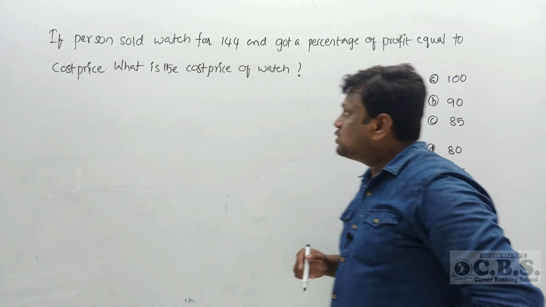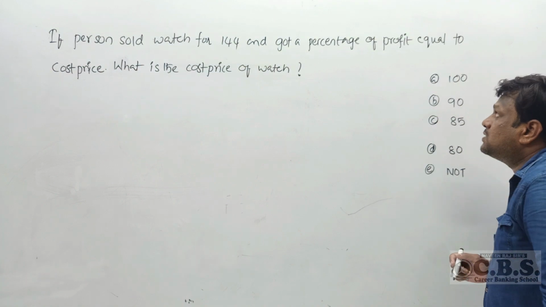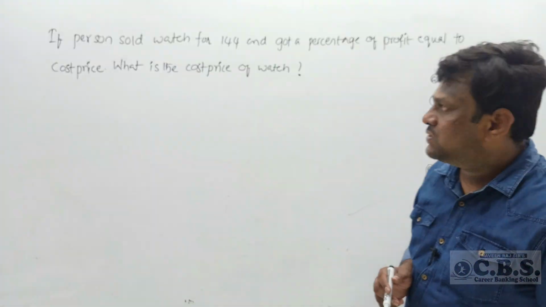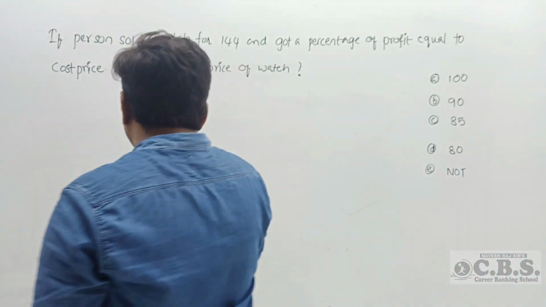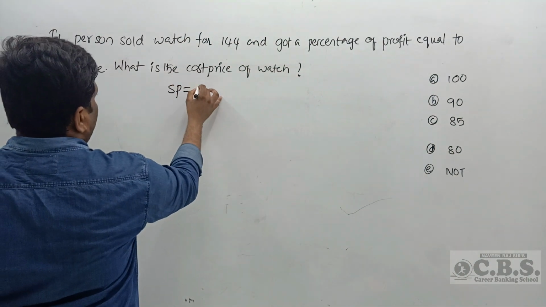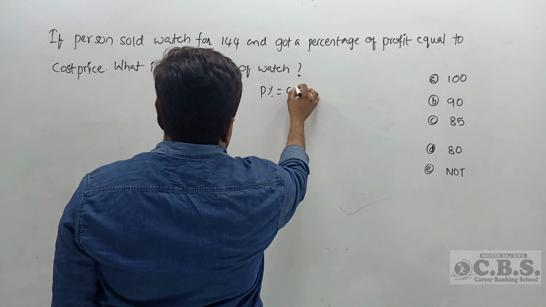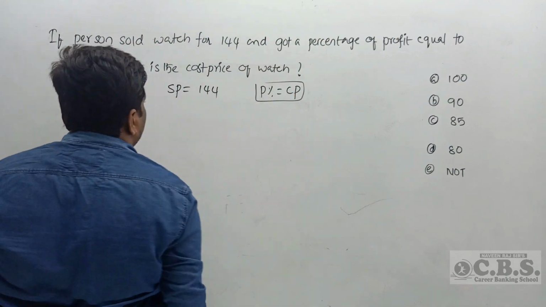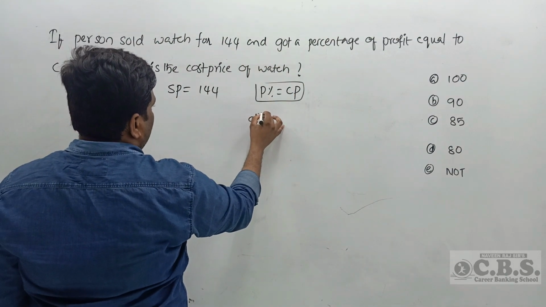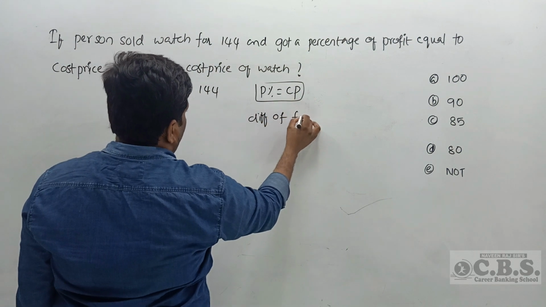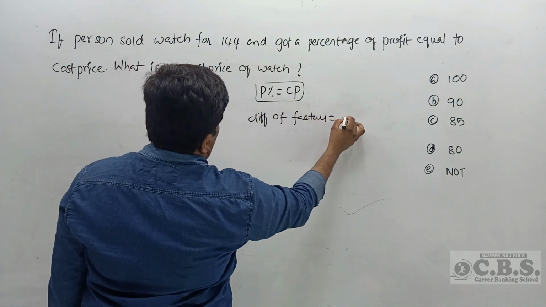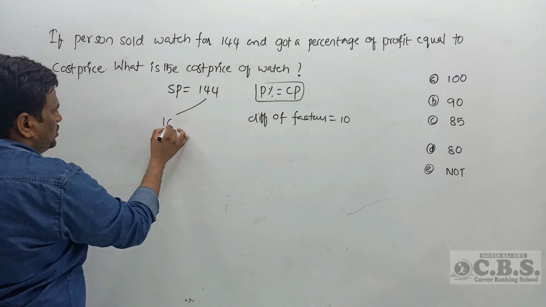Next, a person sold a watch for 144 and got a profit percent equal to the cost price. What is the cost price of the article? So here the selling price is given, 144, and the profit percent is equal to the cost price. Therefore the concept is that the difference of factors is equal to 10. So I do factorization.